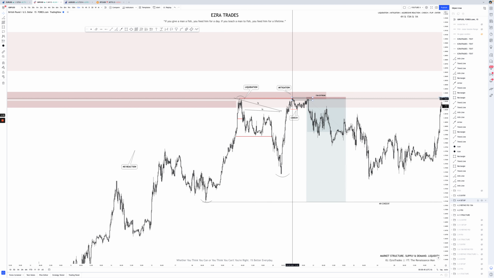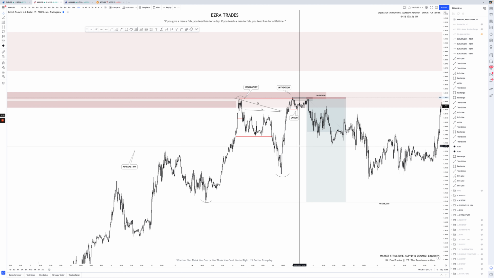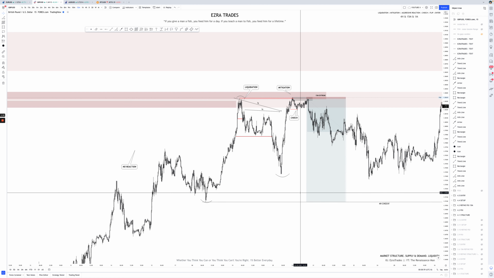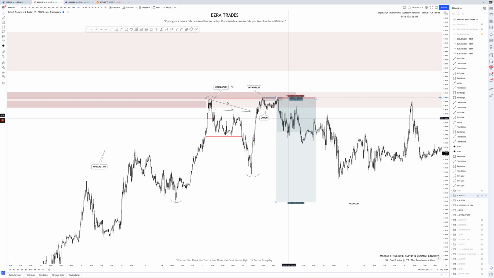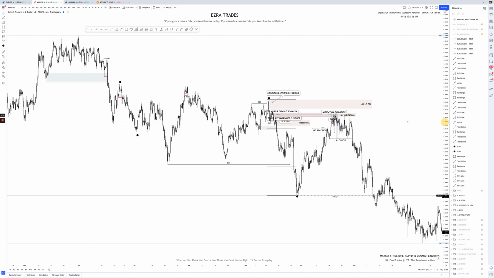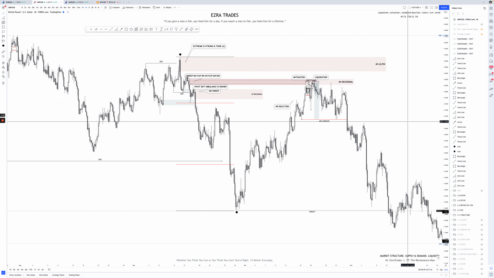Now technically you could also say that this one is another target, because this one did break some structure, but on the 15-minute it just wicked above. So in this case, I'd still like to focus on this one. And at the same time, you know, this trade would be 61R. But if we have a 4-hour target, because this was a 4-hour level, check this out.